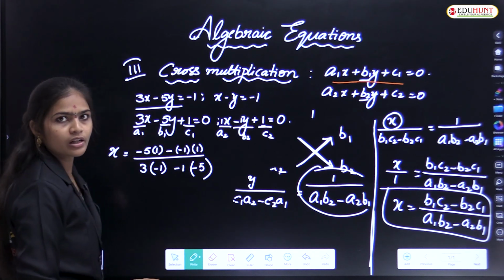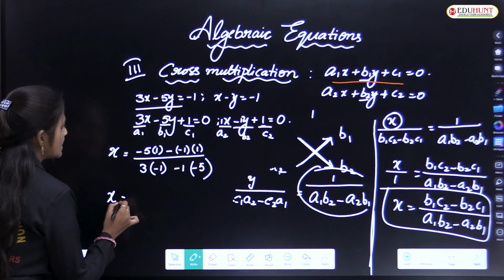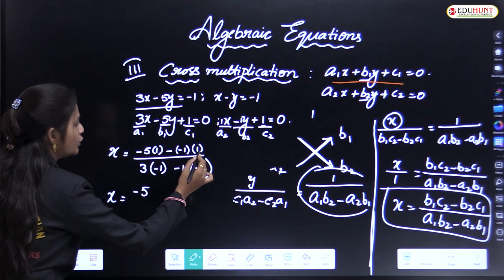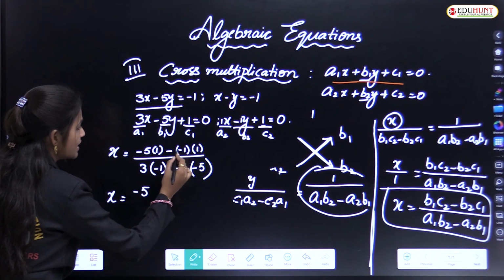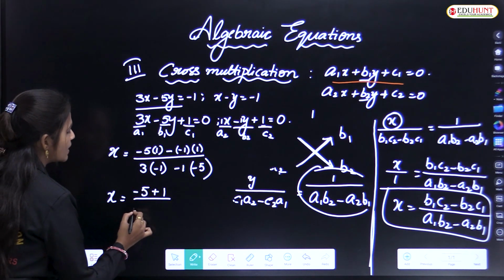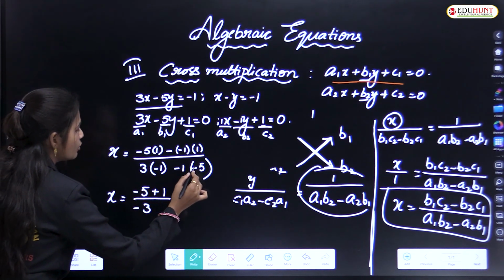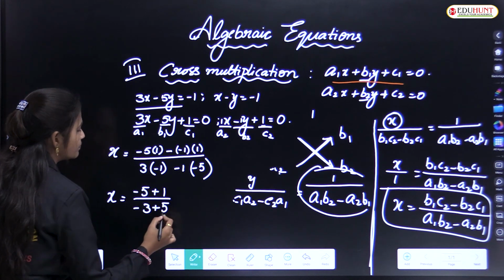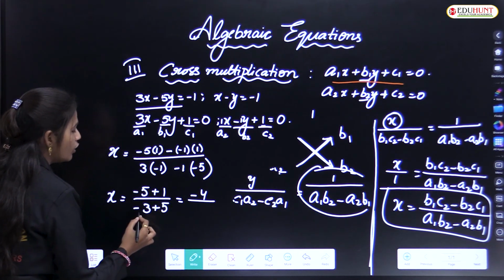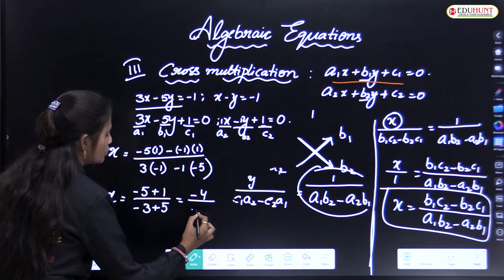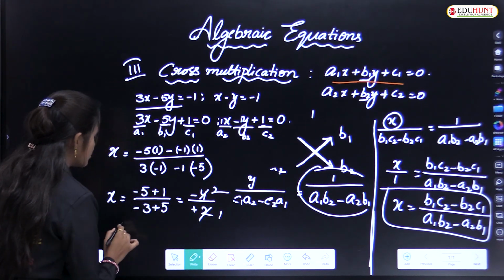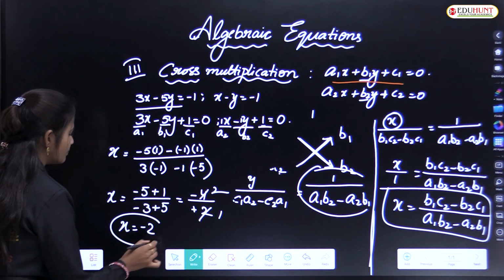So we substituted all the values now here. So x is equal to minus 5 into y is equal to minus 5. So 1 into 1 is equal to 1, minus into minus is equal to plus 1, whole by 3 into minus 1 is minus 3, minus into minus is equal to plus 5. Okay, so minus 5 plus 1 is equal to minus 4, whole by minus 3 plus 5 is equal to plus 2. Okay, so 2 1s are 2, 2 2s are 4, so x is equal to minus 2.